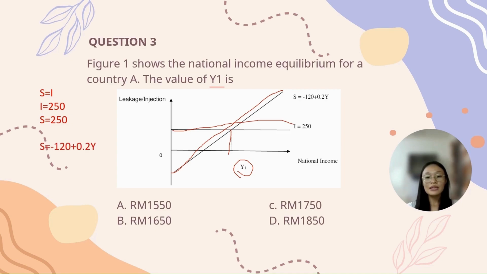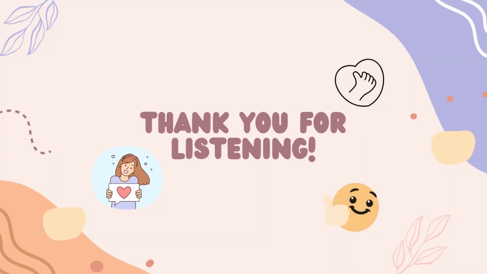The question gives you the equation S equal to minus 120 plus 0.2Y. So you just substitute S equal to 350 inside. You will get 350 equal to minus 120 plus 0.2Y. You replace it, 0.2Y equal to 350 plus 120, 0.2Y equal to 470. Y equal to 470 divided by 0.2, and lastly, you will get that Y is 2350.